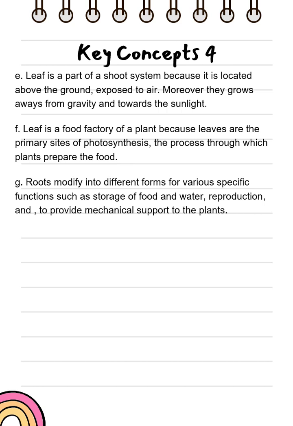Leaf is a part of a shoot system because it is located above the ground, exposed to air. Moreover, it grows away from gravity and towards the sunlight. Leaf is a food factory of a plant because leaves are the primary sites of photosynthesis, the process through which plants prepare the food. Roots modify into different forms for various specific functions such as storage of food and water, reproduction, and to provide mechanical support to the plants.